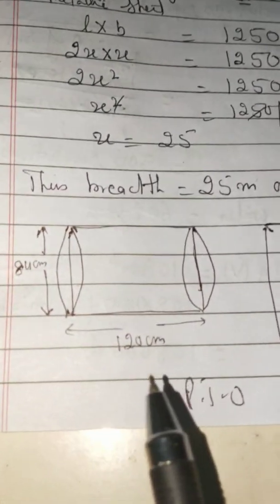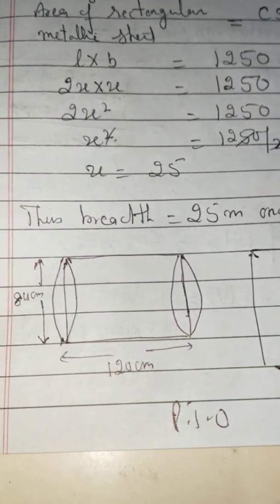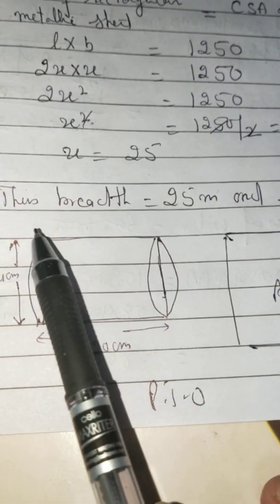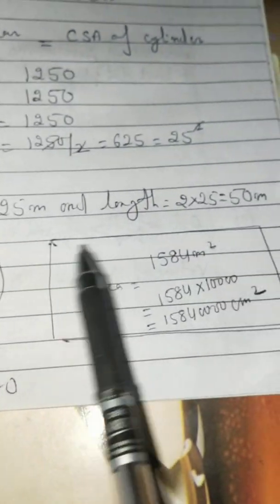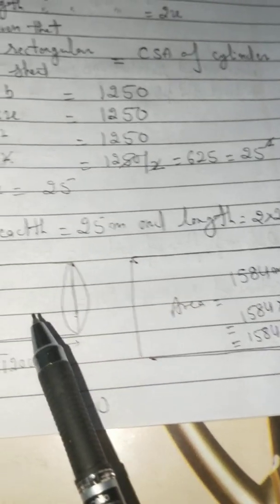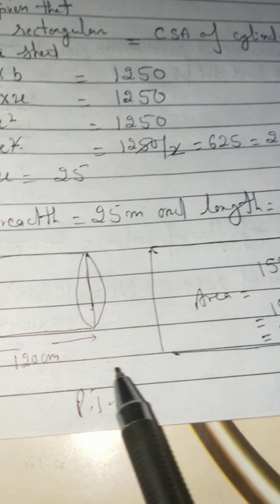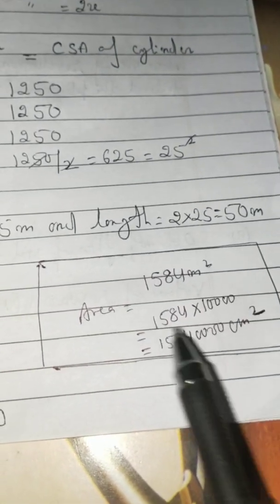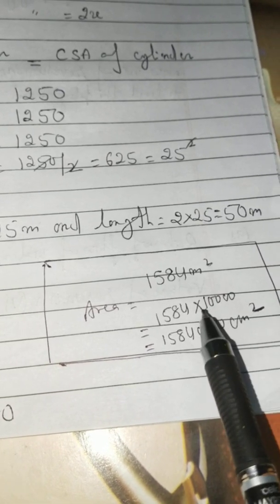So again look here at the diagram. This is your cylinder. Diameter and length of the roller: diameter is 84 centimeter and length, meaning height of the roller, is 120 centimeter, and this is your playground. In the playground, area is equal to 1584 square meter, but if we find the curved surface area of the roller, its unit will be square centimeter. So convert this square meter into square centimeter. 1584 into 10,000 square centimeters. So solve this sum.